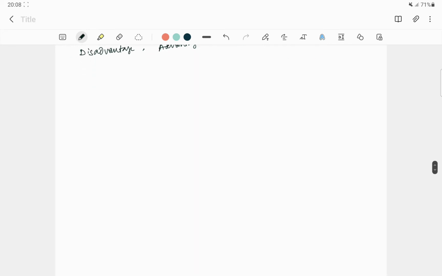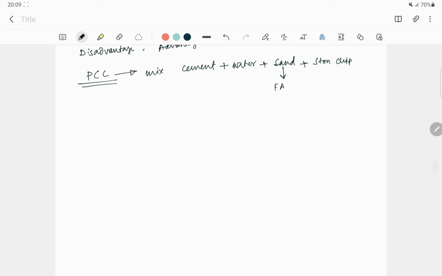What do you mean by PCC? Basically, this is a mixture of cement, water, sand and stone chips, where sand is known as fine aggregate and stone chip is known as coarse aggregate. So this is known as PCC.